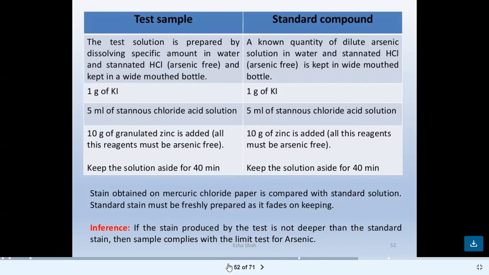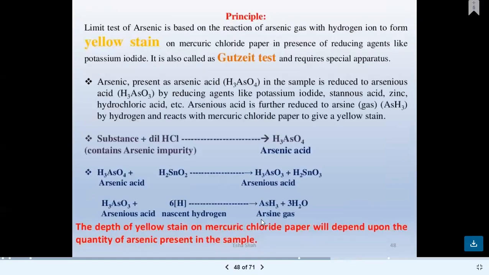During the waiting period, this reaction occurs. That is the conversion of the impurity into arsenic acid. The arsenic acid then reacts with potassium iodide or stannous acid, that is H2SnO2. After reacting with this stannous acid, the arsenic acid gets converted into arsenious acid. This arsenious acid will then react with nascent hydrogen. So how is nascent hydrogen formed? Nascent hydrogen is formed due to the reaction of potassium iodide and zinc. The formed arsenious acid reacts with the nascent hydrogen, and formation of arsine gas takes place.